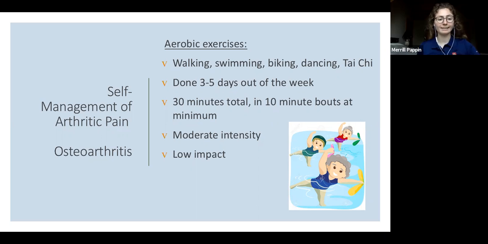Should be moderate intensity. So what that means is you're working at a level where you start sweating a bit, your breathing rate increases, your heart rate increases, but you could probably still carry on a conversation with someone. You're not so winded that you can't talk, basically. And then we're talking about things that are low impact. So you're not jumping and doing running type exercises. You're doing things that offload the joint or maybe aren't weight bearing. So for example, swimming or biking would be good examples of low impact activity.